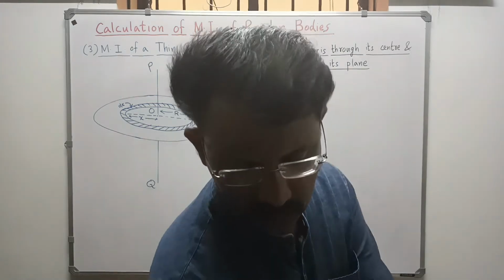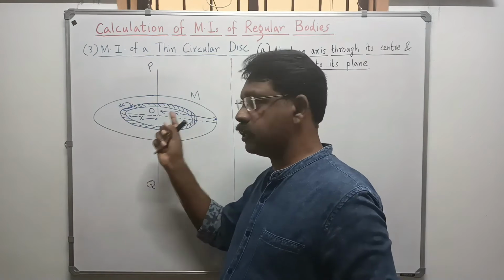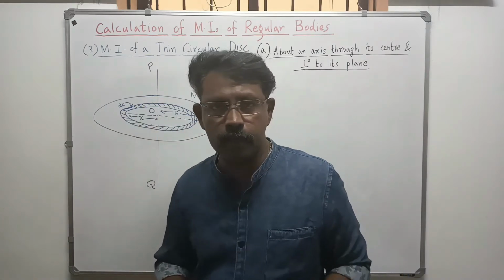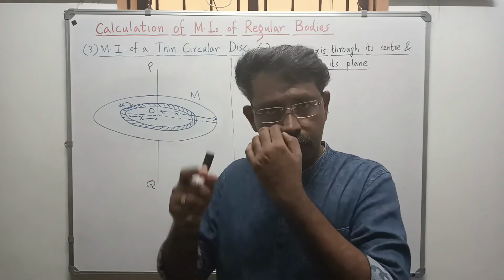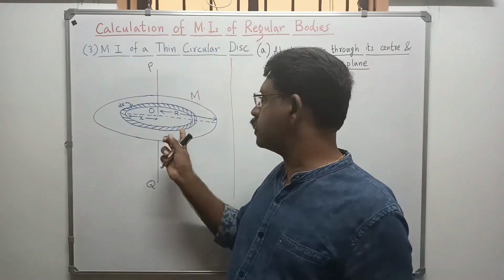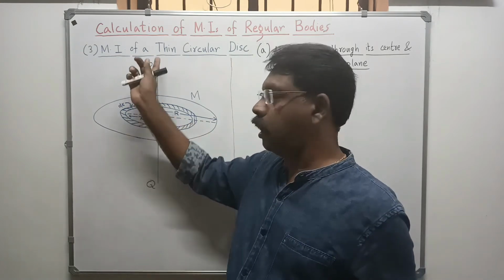and I am considering such a ring of radius x and thickness dx. We have already derived the moment of inertia of a ring about an axis passing through the center. So we will first calculate the moment of inertia of this ring about this axis.